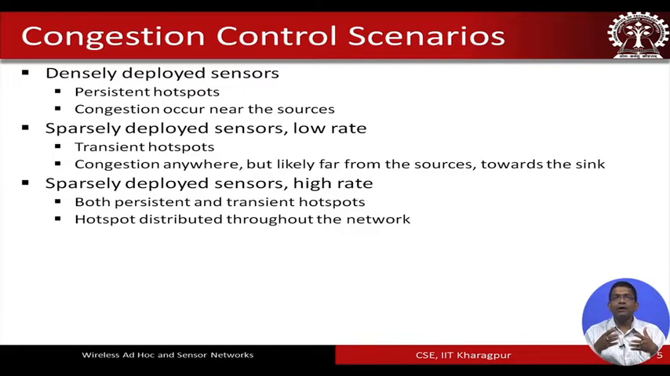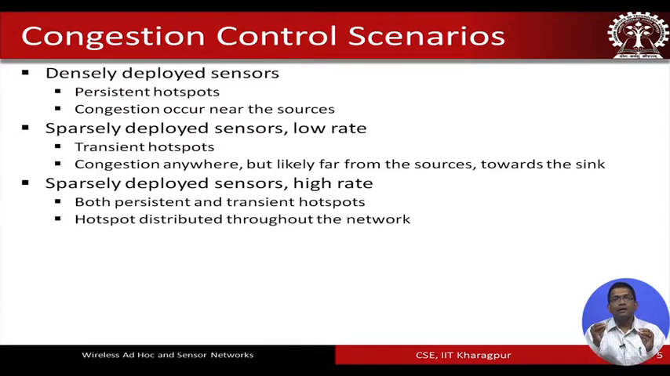With sparsely deployed nodes, we can have two subdivisions: sparsely deployed nodes pumping data at a reduced rate, and sparsely deployed sensors where the data are pumped into the network at a high rate. So, we have three scenarios now: densely deployed sensors, sparsely deployed sensors at low rate, and sparsely deployed sensors at high rate. It has been analyzed and observed that densely deployed sensors in a network will lead to persistent hotspots.